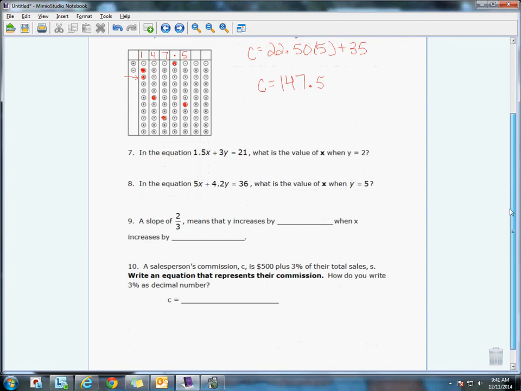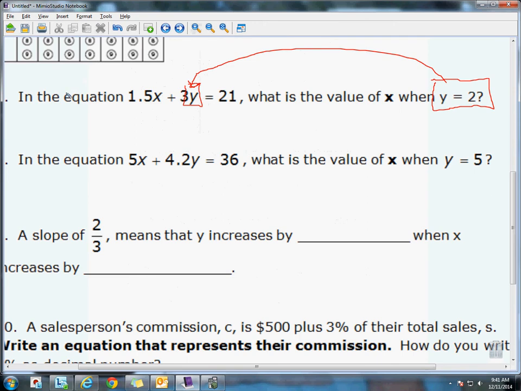Alright, number 7. In the equation 1.5x plus 3y equals 21, what is the value of x when y is equal to 2? So we know y is equal to 2, so that's what we're going to plug in for y. So we're just going to plug in that 2 and solve for x. So we have 1.5x plus 3 times my y, which is 2, is equal to 21. 1.5x plus 3 times 2 is 6, is equal to 21.